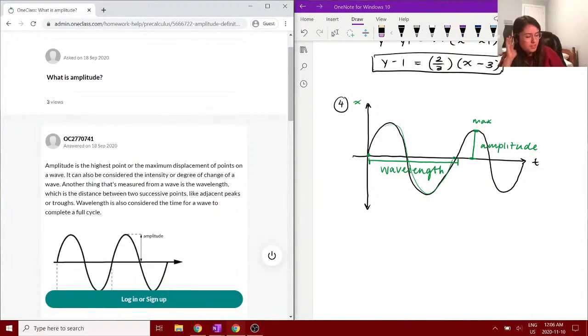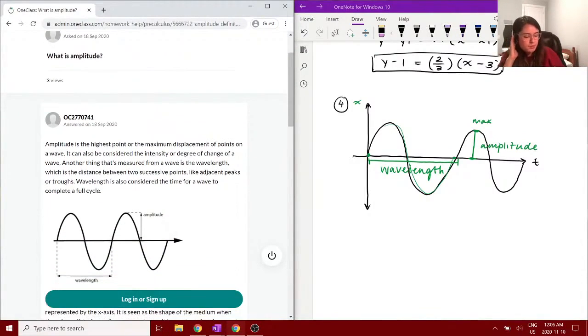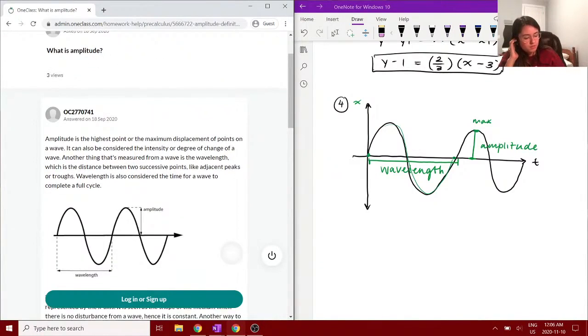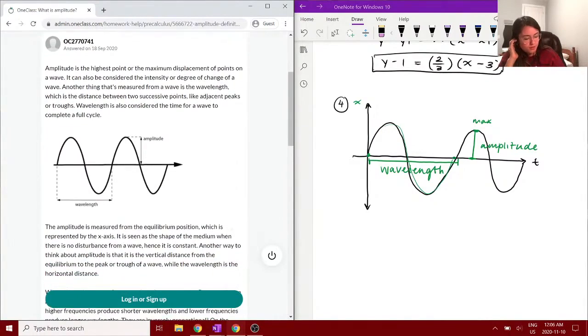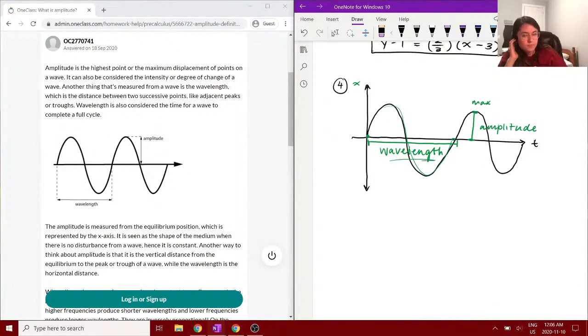So let me just read the explanation here. Amplitude is the highest point or the maximum displacement of points on a wave. It can also be considered the intensity or degree of change of a wave. Another thing that's measured from the wave is the wavelength, which I have labeled here. And that is the distance between two successive points, like adjacent peaks or troughs. So from this trough here to this trough here, this is also considered the wavelength, right?